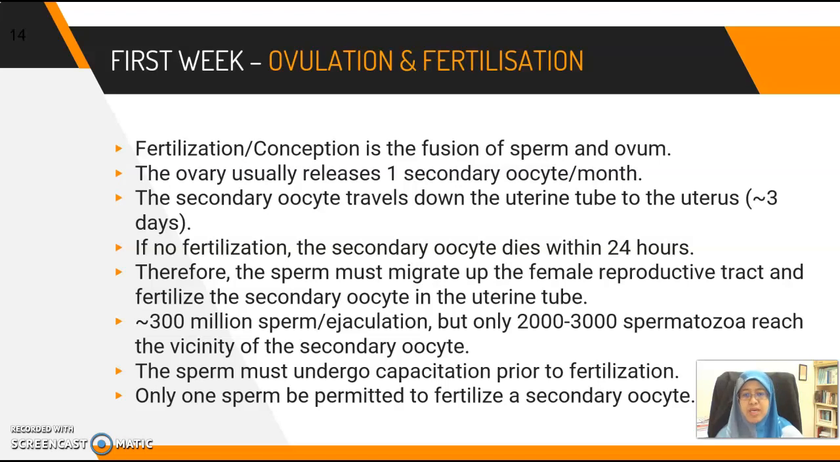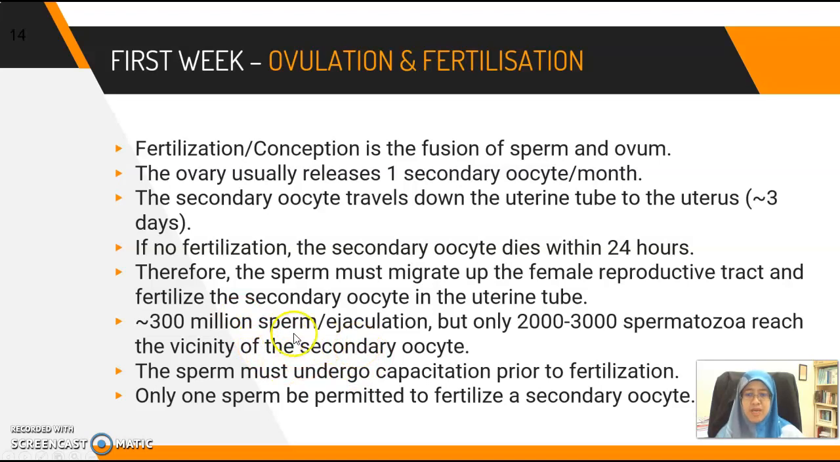Fertilization usually occurs in the fallopian tubes. If you look at the anatomy of the fallopian tubes, they have different segments, and the ampulla is the most common area where fertilization takes place. If fertilization takes place, the fertilized oocyte needs to move towards the uterus for implantation.